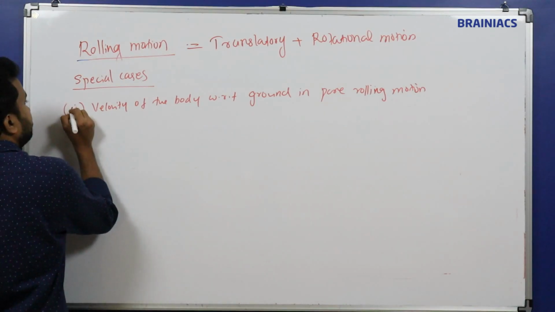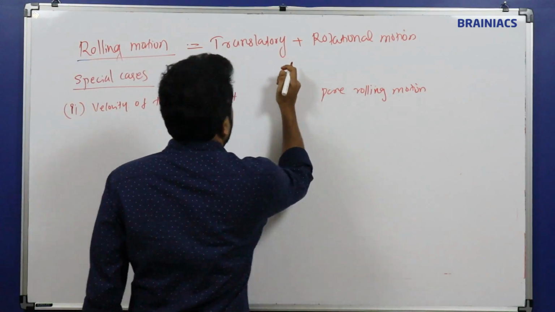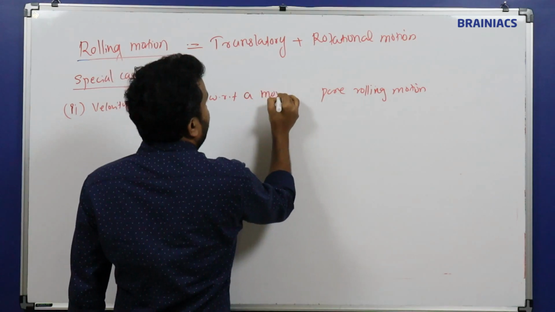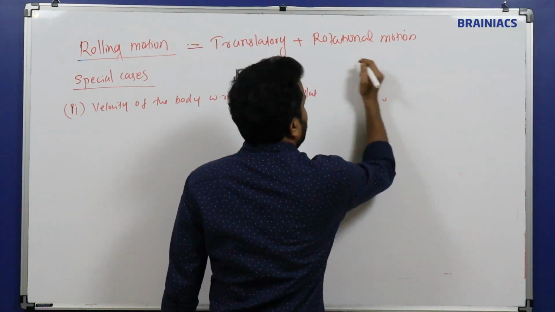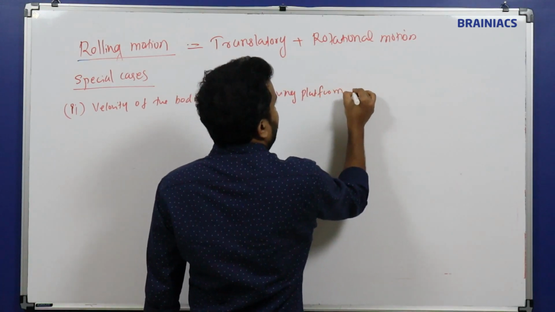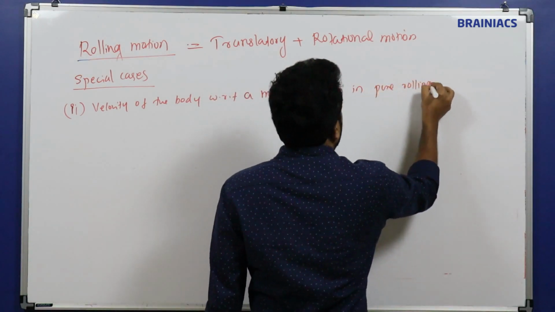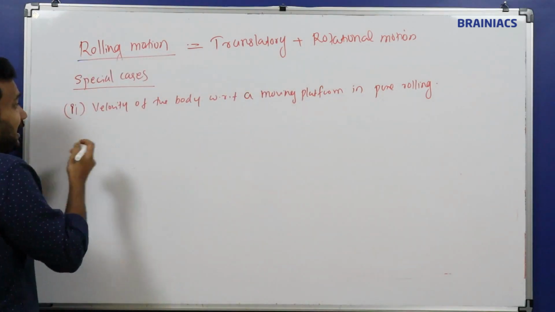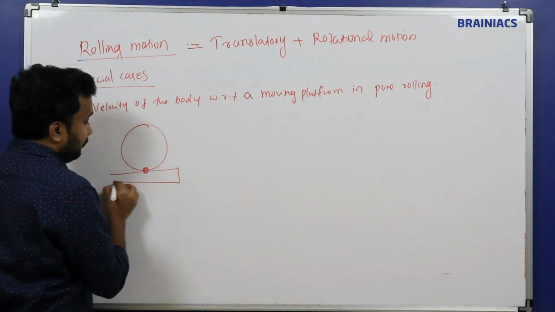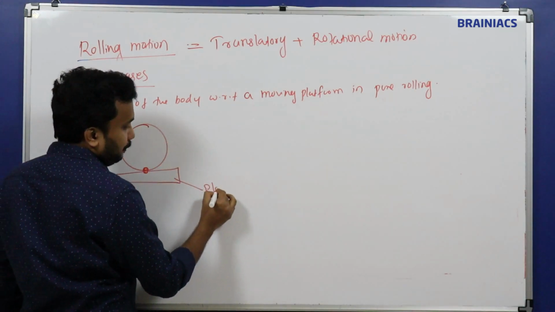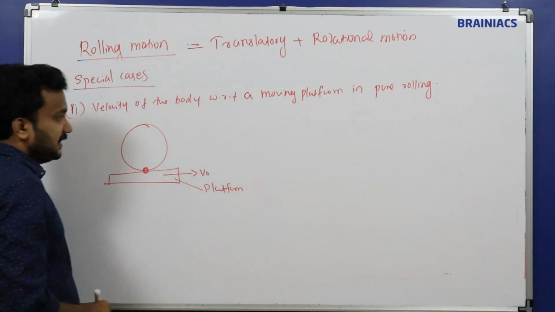Second point, velocity of the body with respect to a moving platform in pure rolling. So now the condition is like this. The body will be here, but it is connected with a platform. This is a platform, but the platform is moving with a velocity called v0.